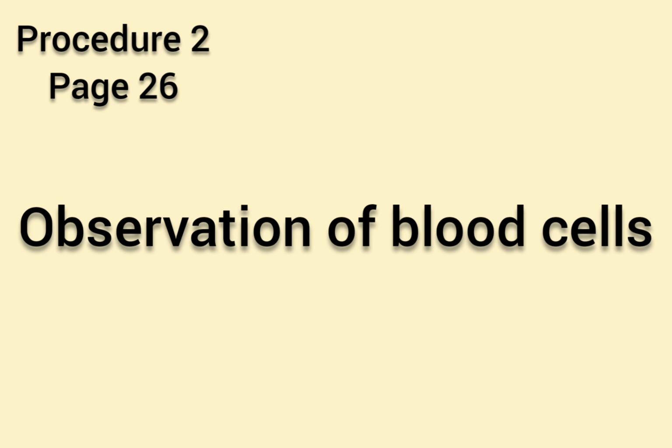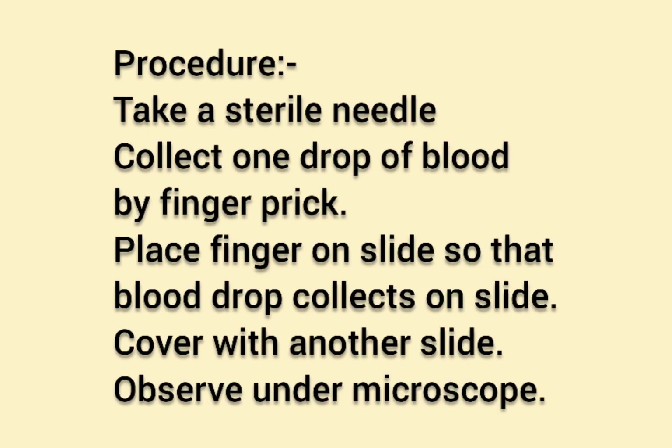Then let us come back to procedure 2 on page number 26. This experiment is to observe the blood connective tissue. For this, we have to take a sterilized needle and collect one drop of blood from a fingertip by pricking with the syringe needle. This drop is allowed to fall on a slide. Keep the finger on the slide and collect one drop of blood on the slide. Another slide is placed on it gently and this smear is observed under the microscope.